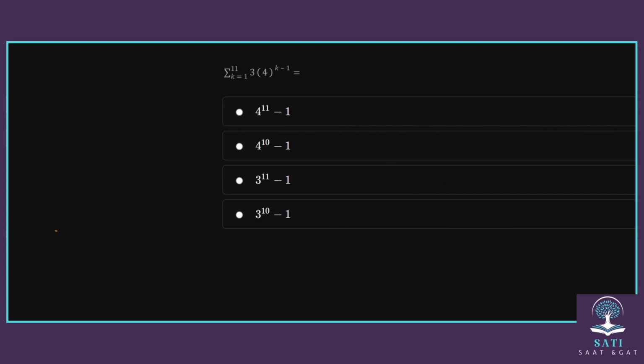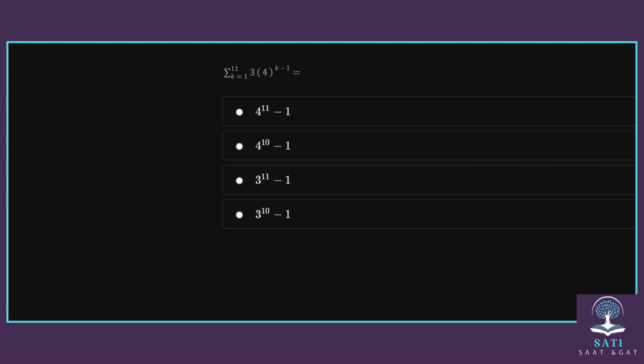Find the sum from k equals 1. That means you start from k equals 1 till k equals what? 11, you stop. Find the sum of this sequence. This is a sequence.